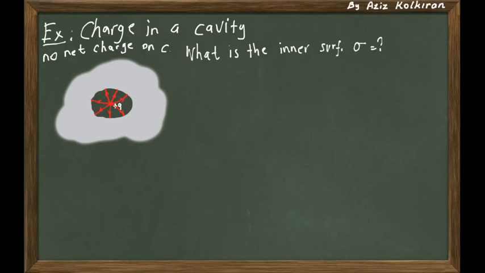And the question is, what is the inner surface charge density of the conductor? Okay, so this is the question, and although we have no net charge on the conductor, because of the electrostatic attraction of this plus charge Q inside the cavity, we assume that some of the charges will accumulate on the surface, because the other thing is the electric field lines are non-zero right on the inner surface.